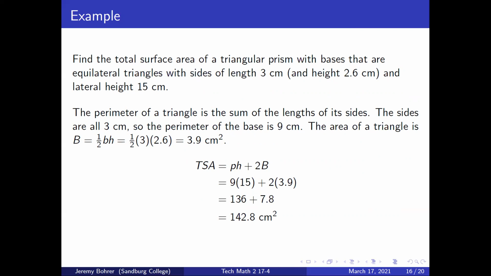So the total surface area is PH plus 2B, which is equal to 9 times 15 plus 2 times 3.9, which is 135 plus 7.8, which is 142.8 square centimeters.